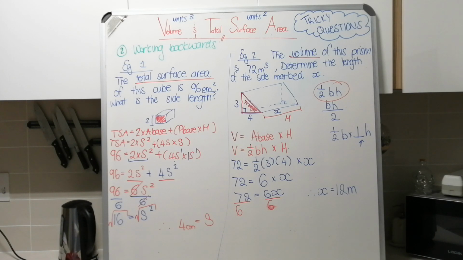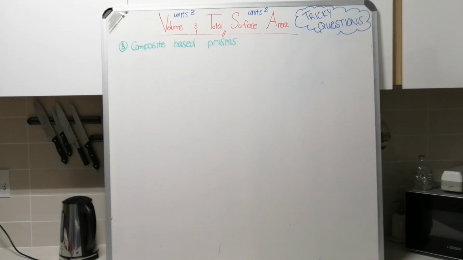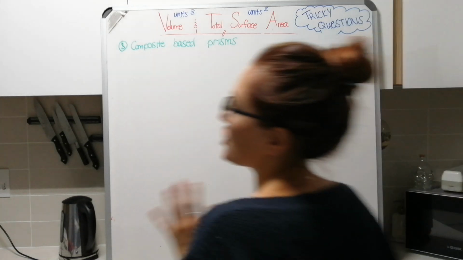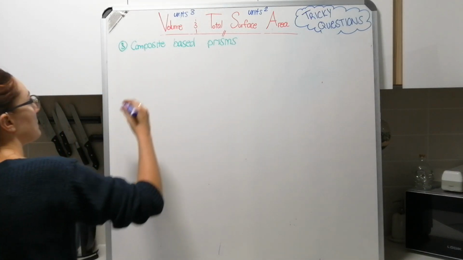It comes up everywhere. Okay guys, the third type of tricky question that you might get is one where you have a composite based prism. So remember, your regular prisms are a rectangular prism, a cube, a triangular prism, and a cylinder. So anything that is not one of those is a composite based prism. Now to deal with these, there are steps. You're just going to have to follow these steps every time.